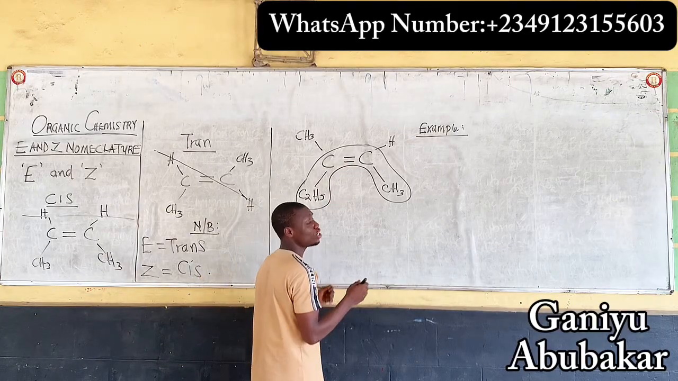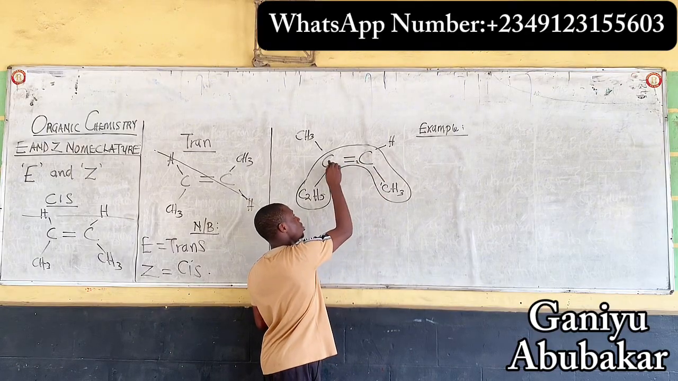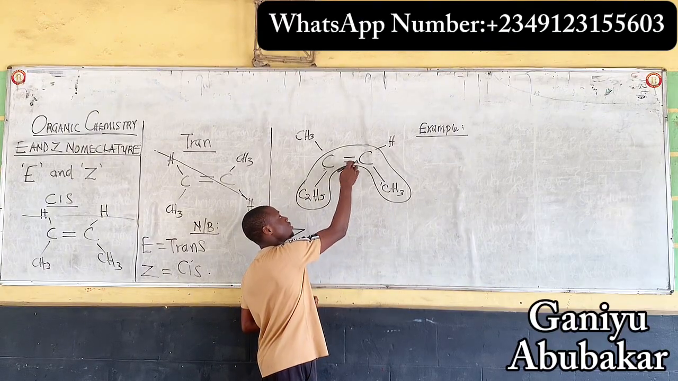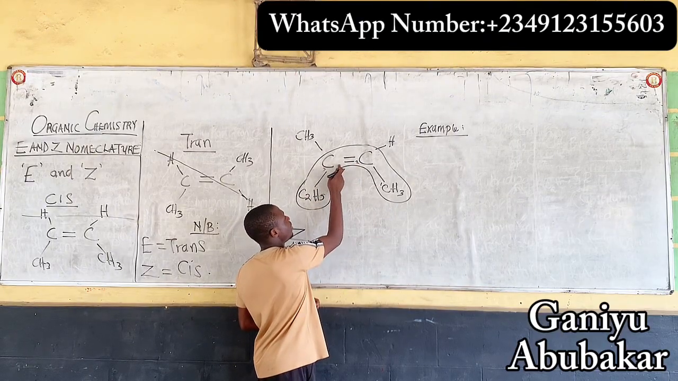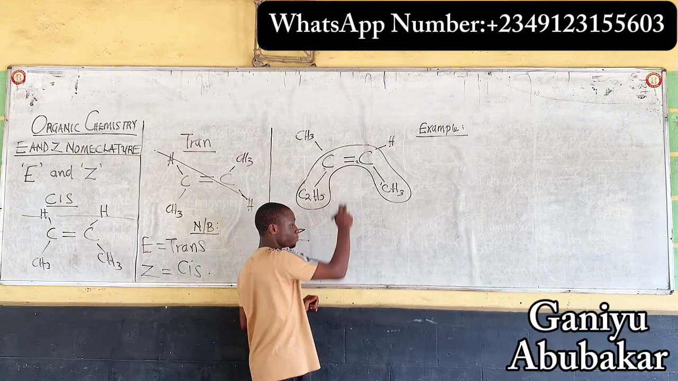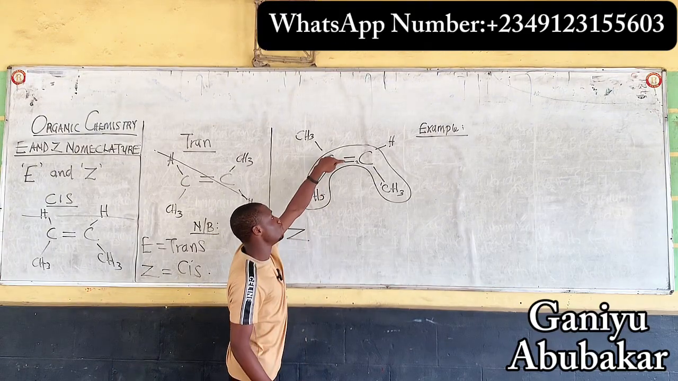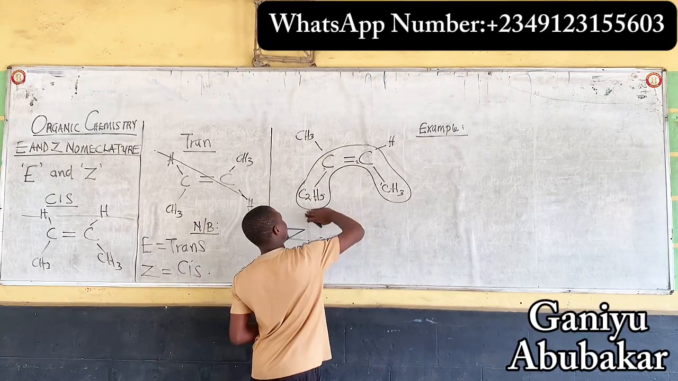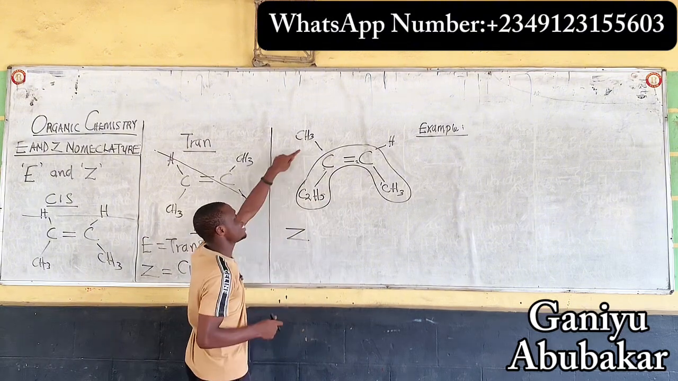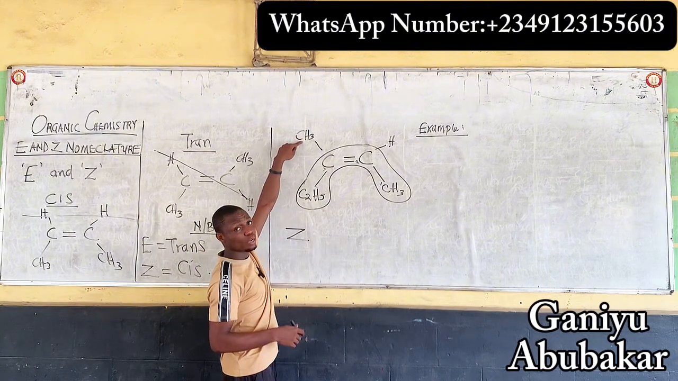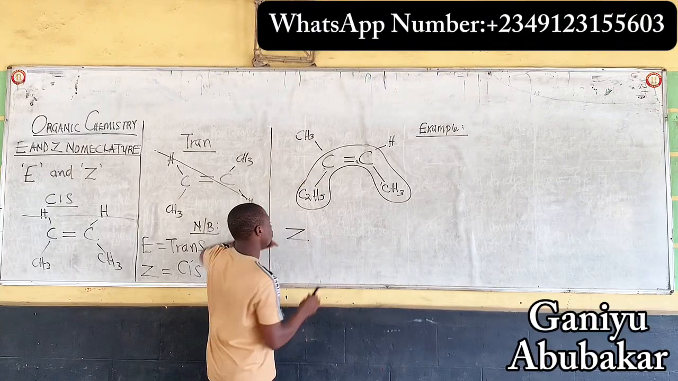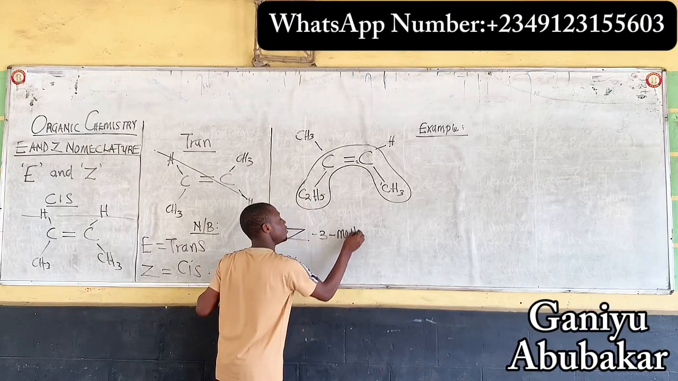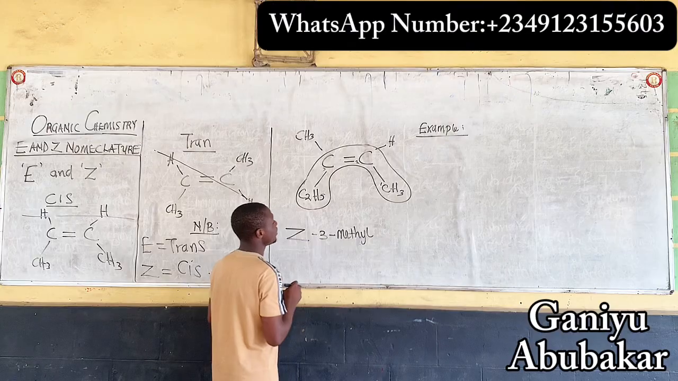Now it's clear that counting this way as 1, 2, 3, 4, 5 will give me the least number, because counting this way gives you 3. 3 is attached to the double bond, versus 2. Which one is the least? Of course, it's 2. So my numbering is this way. That's the first task. Next task, this CH3 is called a methyl substituent. So attached to carbon 3, that becomes 3-methyl.